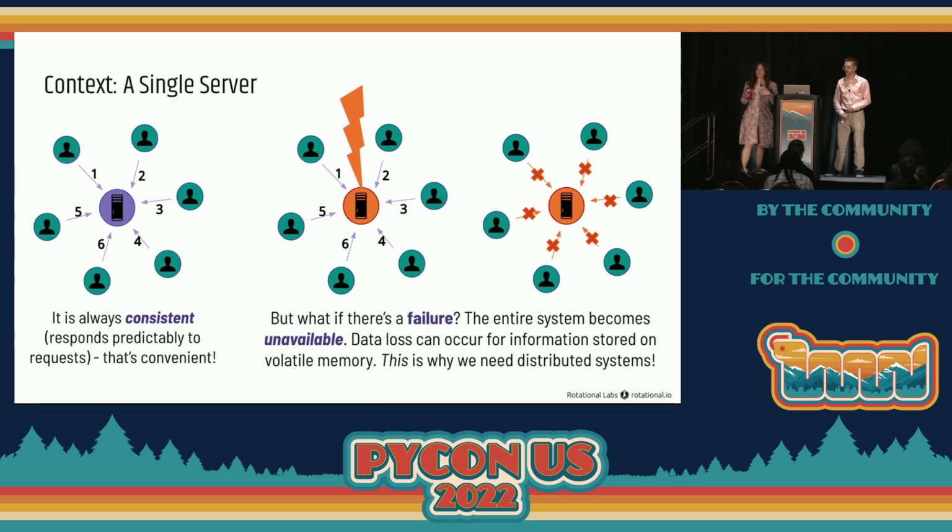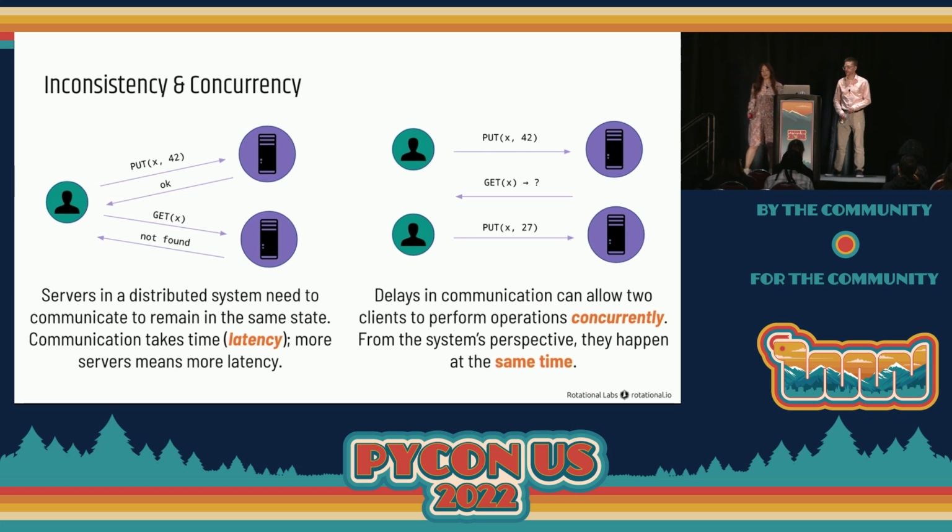And also, if we have data replication happening, we have multiple copies of the data, then we don't have to worry about losing volatile data. This is why distributed systems are great, except it does add some complexity. And the complexity comes in the form of inconsistency and concurrency.